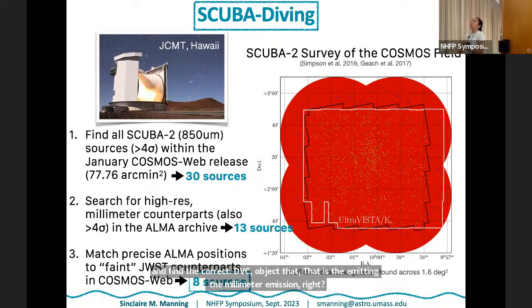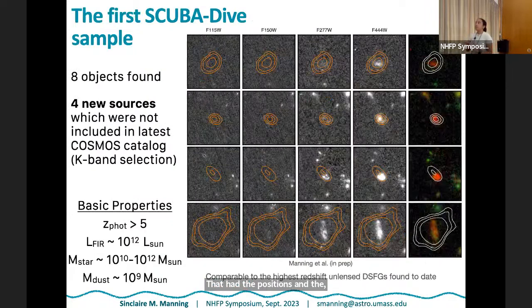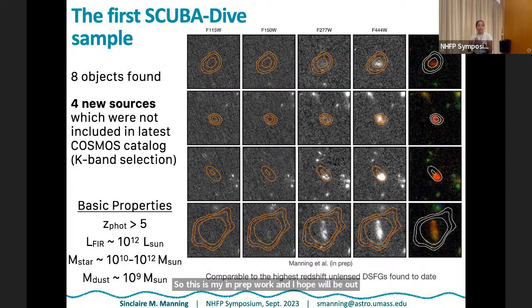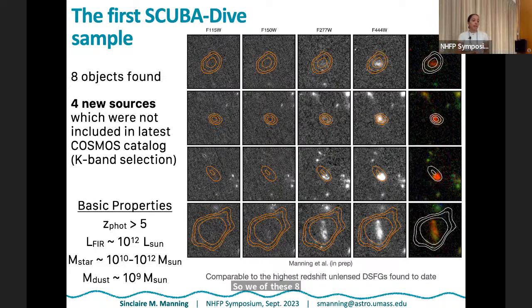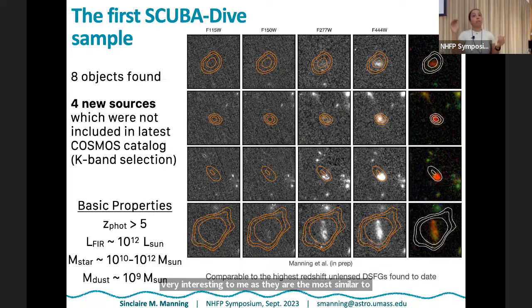What that ended up being was 30 sources from the first step, down to 13 sources in the second step, and a final sample of 8 sources that had the ALMA positions and the JWST coverage. This is my in-prep work that I hope will be out soon. Of these 8 objects, 4 in particular were very interesting to me, as they are the most similar to AzTEC 71, and they were not included in our last huge COSMOS catalog, which is a K-band selection.